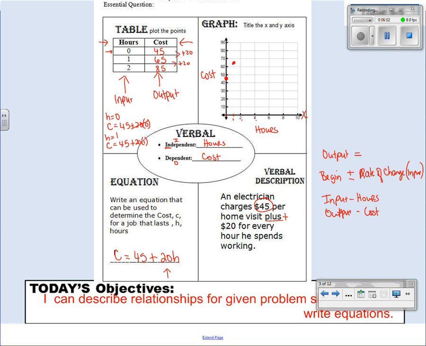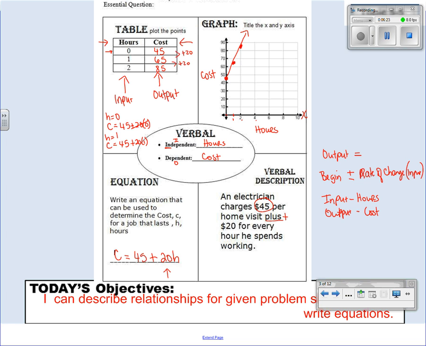Put a little dot. That is going to be halfway between 60 and 70. And then last we have, after 2 hours, we're at 85. Now we can connect our dots. I would suggest using your ID to draw a straight line. This has completed our first problem.